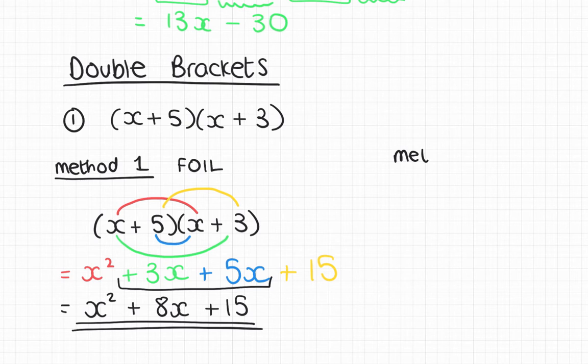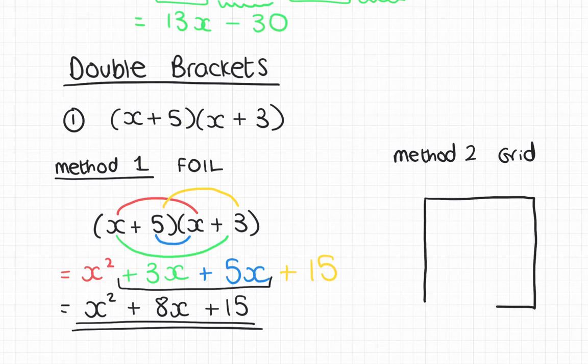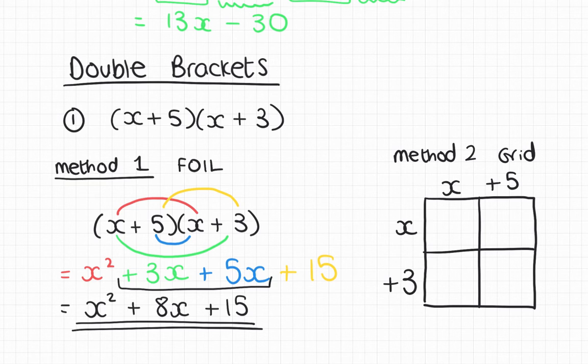I also showed everyone a method 2, which I just called the grid method. And this is the same idea. We get the same numbers, but instead of multiplying out, I just draw a little grid with some squares in it. And then I say the first bracket is x plus 5, and the second bracket is x plus 3.